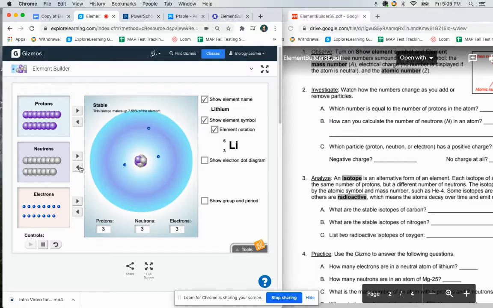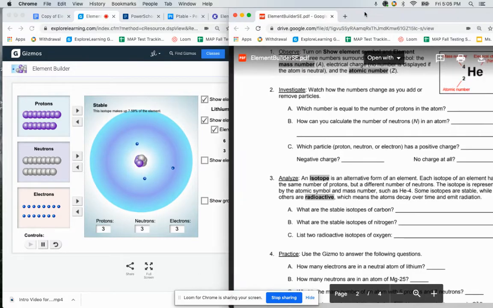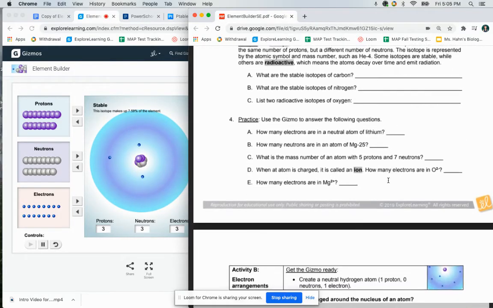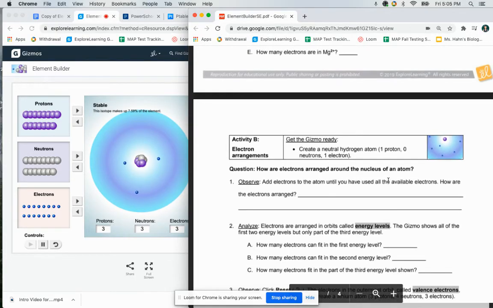How about if we have 3 neutrons? Okay, this is also a stable element. How about if we have 2 neutrons? Then it becomes radioactive and unstable. Okay, this would be unstable, and then this would be unstable. So it needs to have 4 neutrons or 3 neutrons in order for it to stay stable. Okay, so you're going to be just answering the rest of these questions.